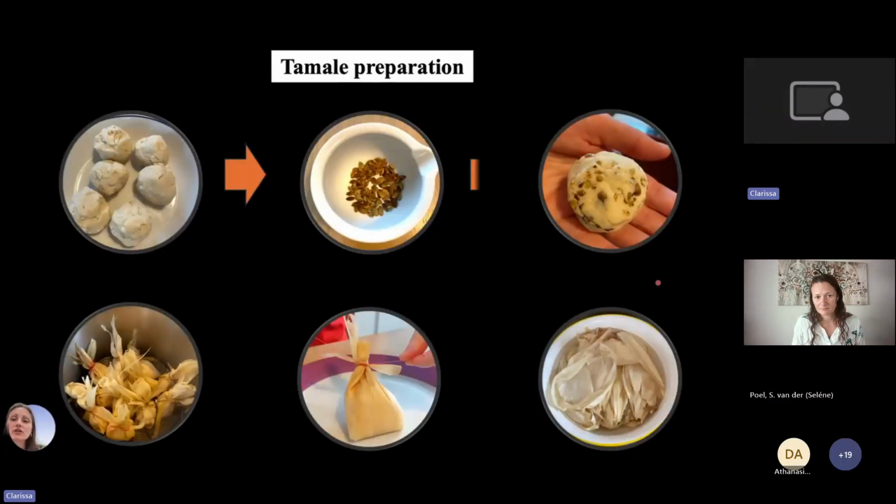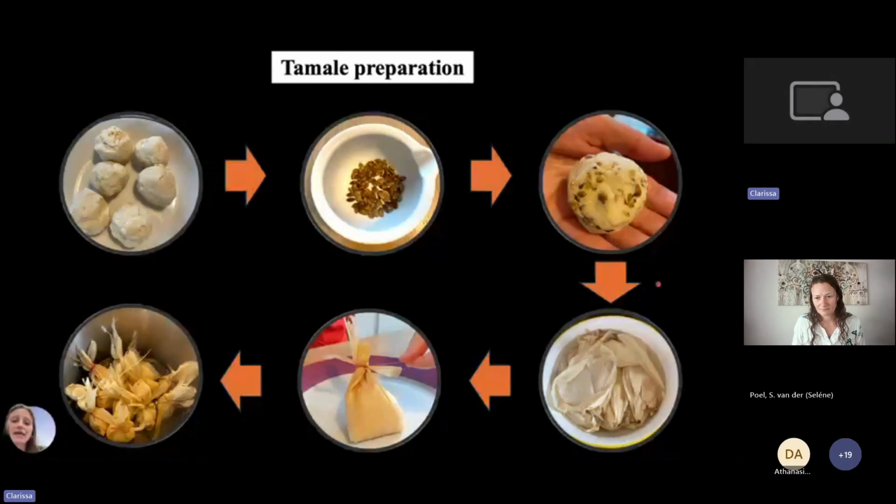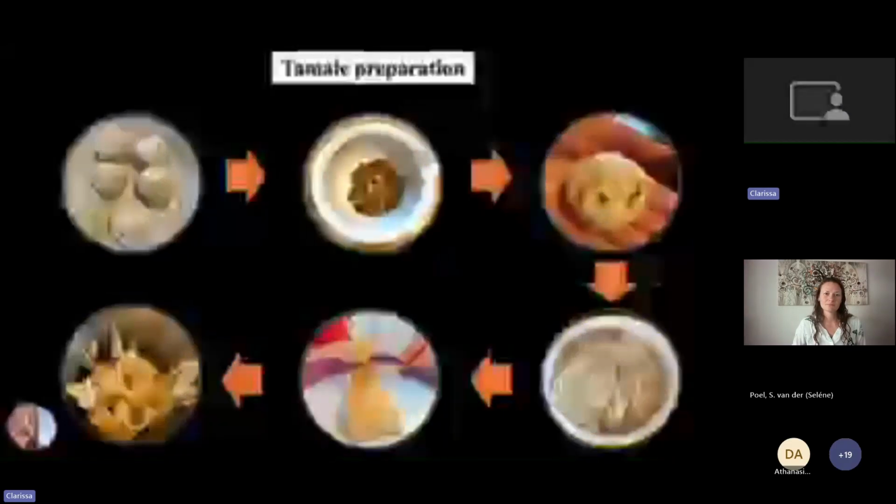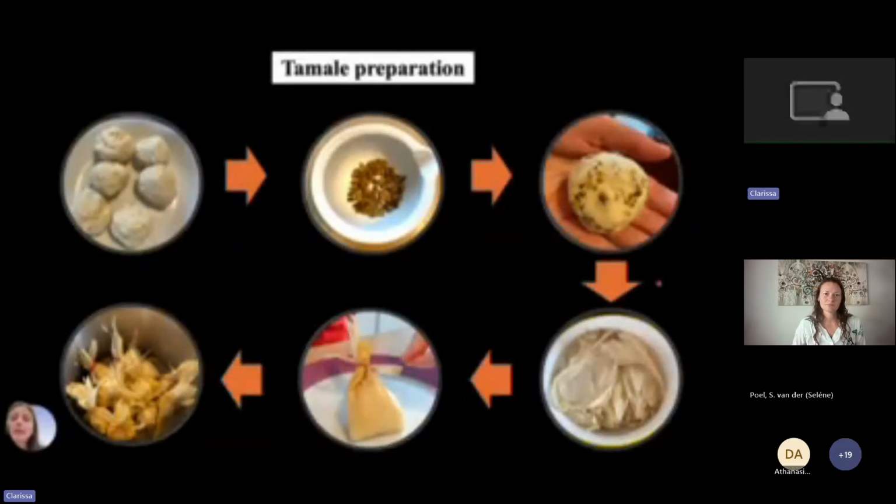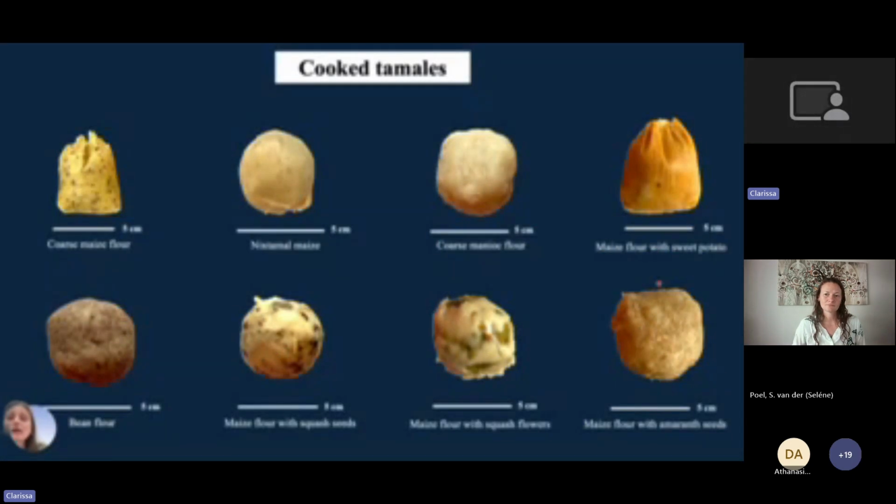So the preparation, here you can see the various steps, and we try to use ingredients that are native to the Americas, but also very simple preparations that did not involve lard, because lard comes from pigs. So we try to make them as basic as possible, even though they were probably using some kind of fat, but that's a different story. And here you can see, for example, what the cooked tamales looked like and some of the various ingredients that we used.